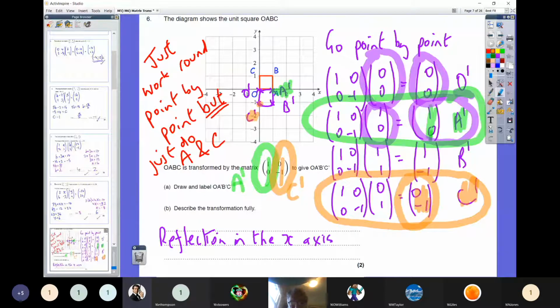So anyway, once I've worked out those 4 coordinates, I've popped those onto the graph in purple, and just by looking at the shape, I can see that the red one has moved to the purple one. That is just a reflection in the x-axis. So lots of questions like that.